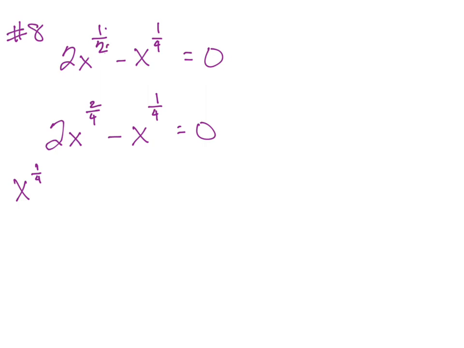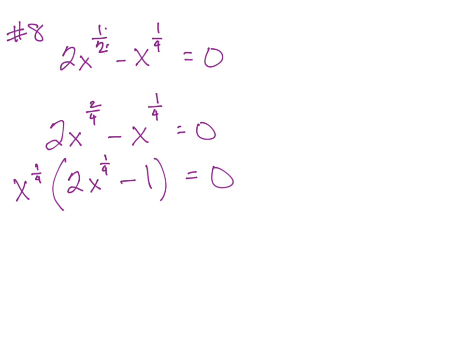x to the 1/4. What's left out of the first term? 2x to the 1/4. Remember, you get to subtract the powers when you pull the GCF. So 2/4 minus 1/4 leaves me 1/4. Minus what's left out of the second term? 1. Good. Not 0. Now what? Set each piece equal to 0.